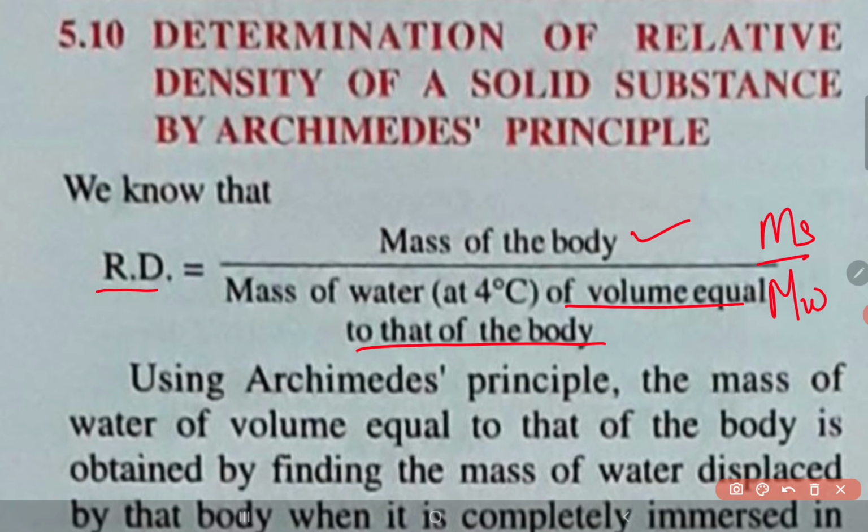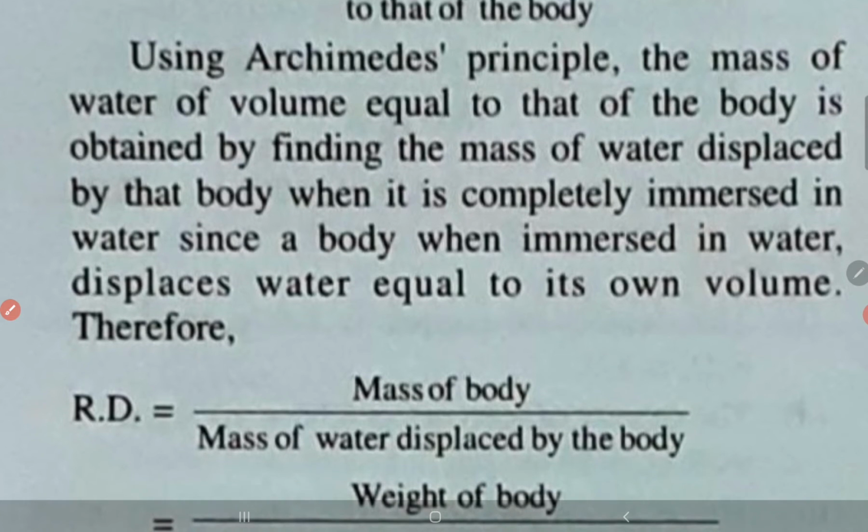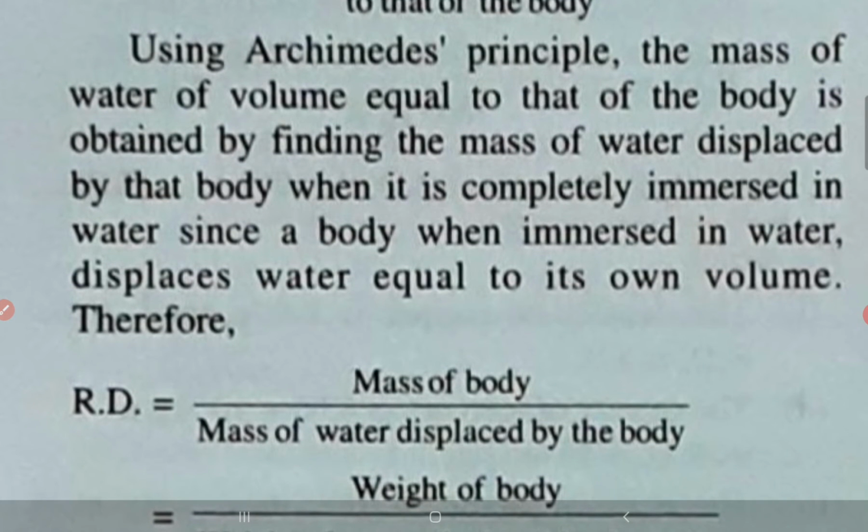Now if I want to use the Archimedes principle in this particular formula to make our work easy, using Archimedes principle, the mass of water of volume equal to that of the body is obtained by finding the mass of water displaced by that body when it is completely immersed in water, since a body when immersed in water displaces water equal to its own volume.